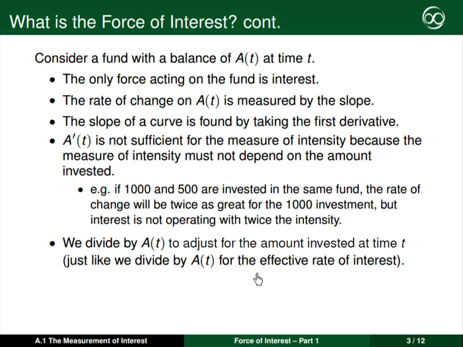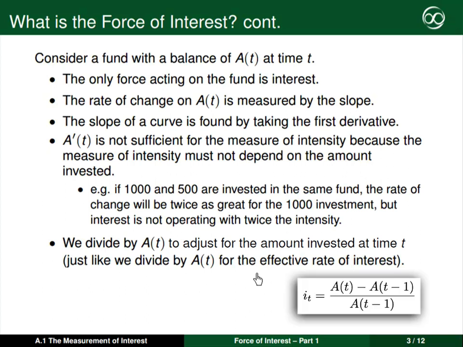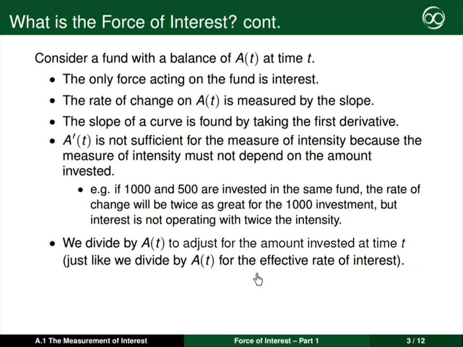Remember the effective rate of interest? Let's talk about the effective rate of interest for a year, for example. We did the amount of interest earned divided by the amount invested at the beginning of that period. That's how we get a rate of interest. And it's the exact same thing for the force of interest. When we take the derivative, you can think of that loosely as the amount of interest over the next moment, and then we need to divide by the amount invested at the beginning of that moment, which is the amount at time t. So, here's the payoff.